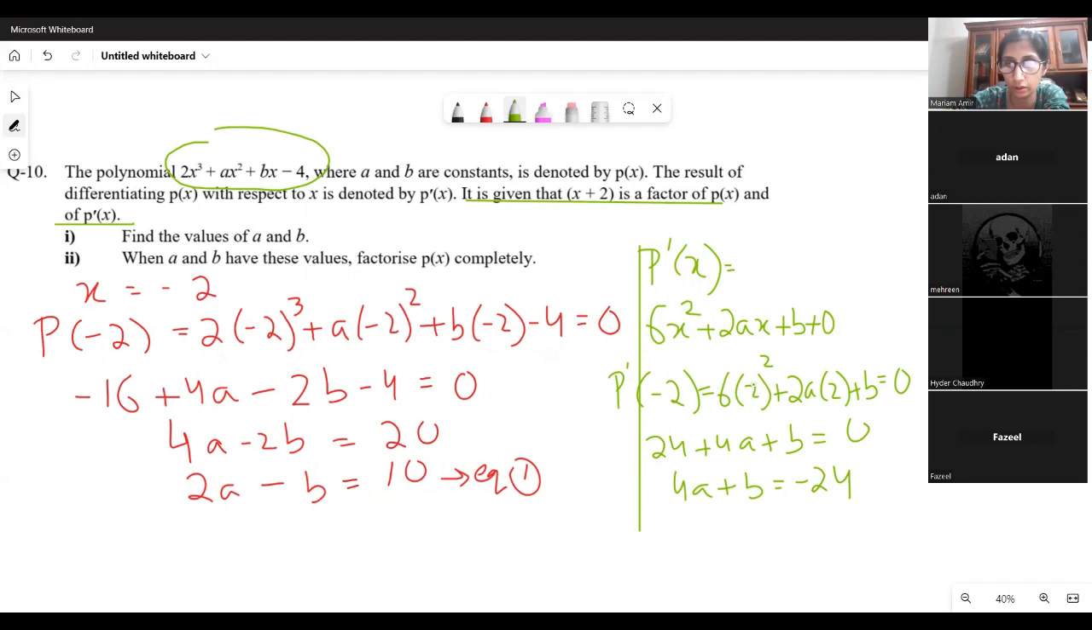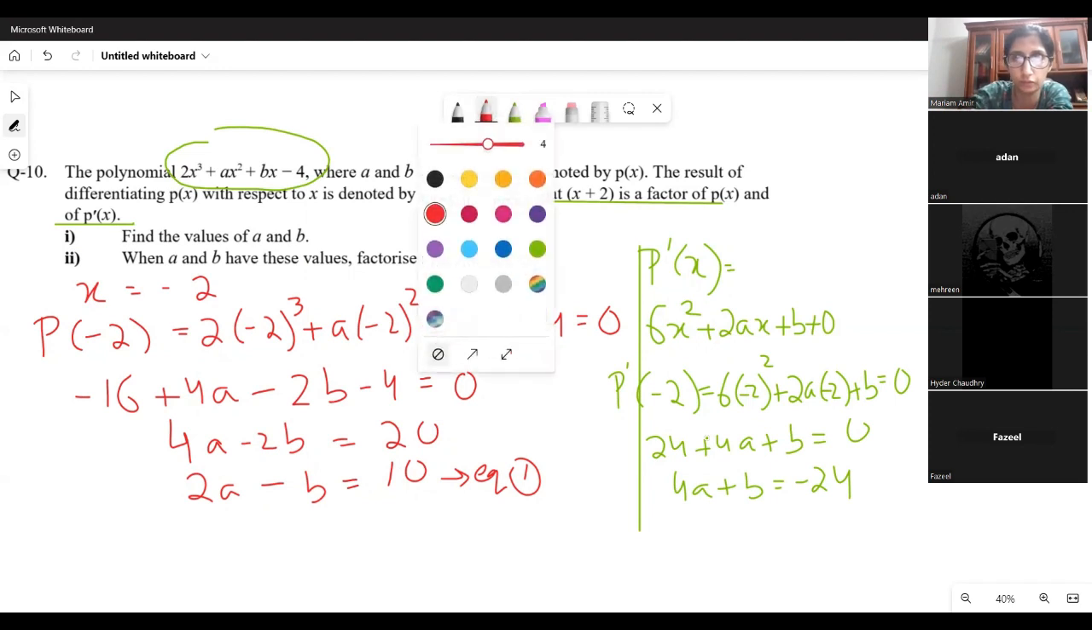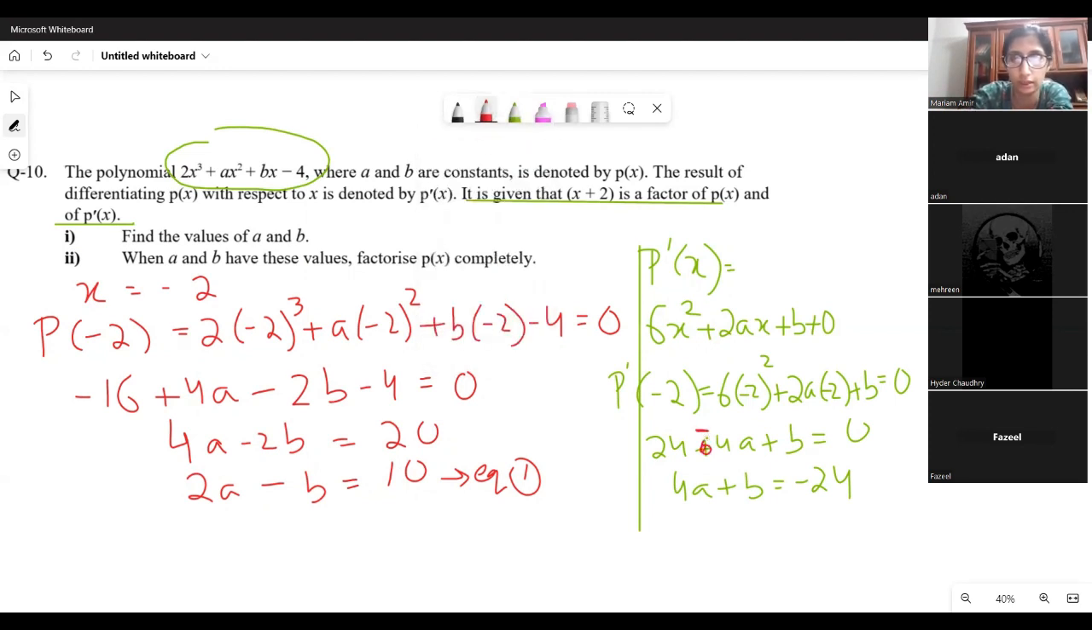You need to substitute -2, a wrong answer is coming. This is -2, this is -2. So we'll get -4a over here and -4a over here. Okay, now this is correct. Okay, so this is equation 2.